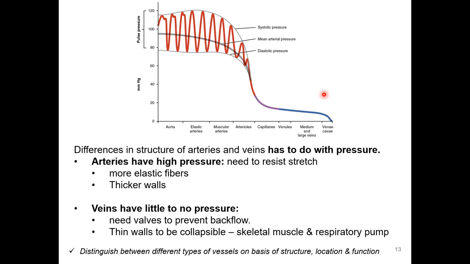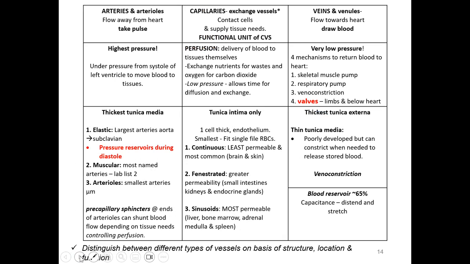So the veins, to make sure our blood actually returns, they have some adaptations. They're going to have that thinner collapsible wall, and then we just watched that video. They also have valves to prevent backflow. We'll talk about the skeletal and respiratory pump when we get to veins.